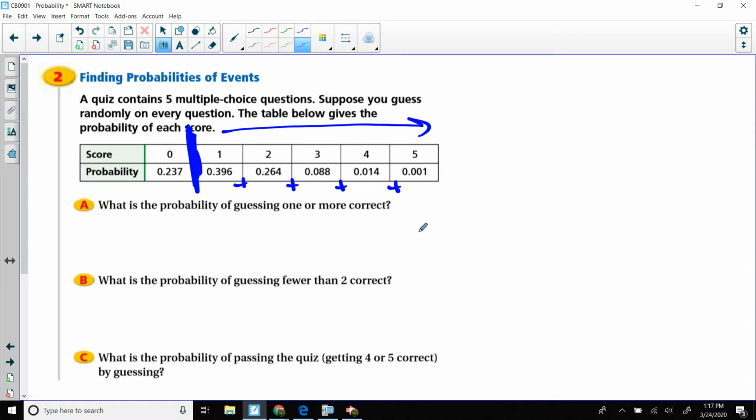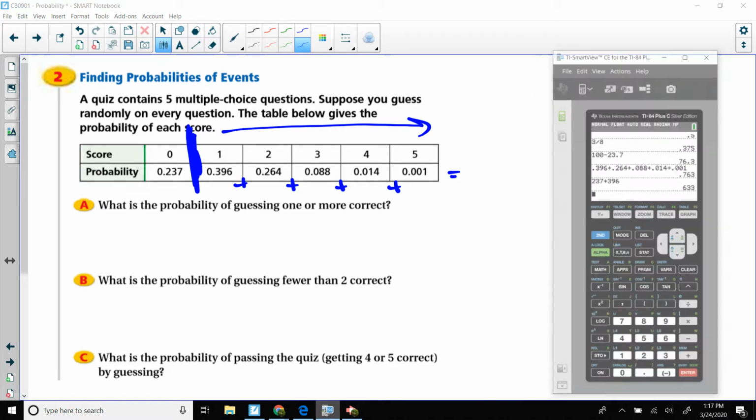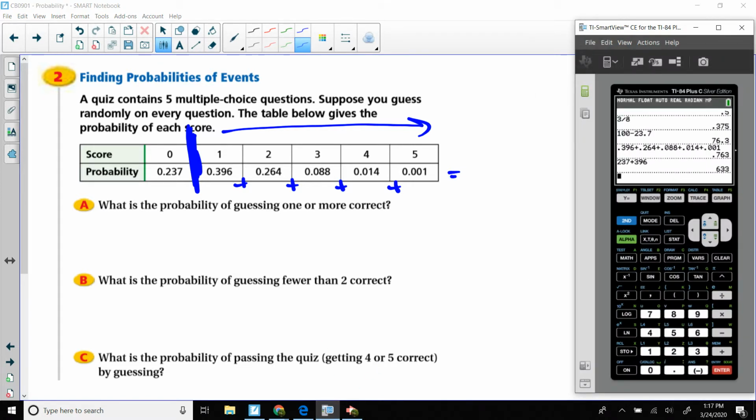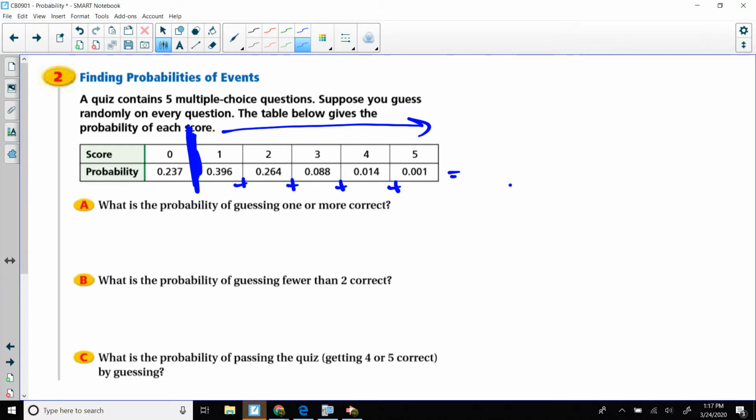Now there's a little cheat code to this. If you add up all these numbers, I do believe, there it is right there. You do get 0.763. So I'm adding up all those numbers, and 0.763 is the correct answer. But there's a cheat code here. If you add them all up, that's what you get.